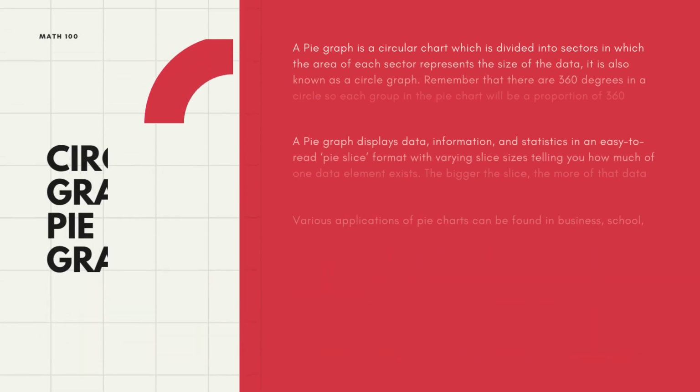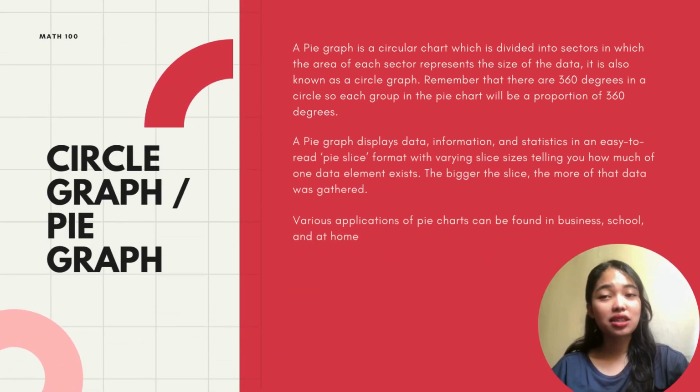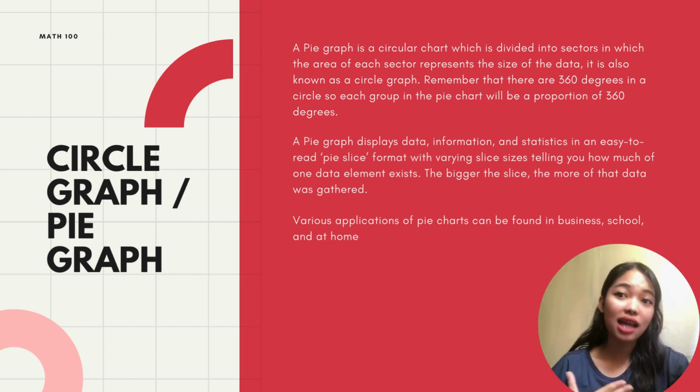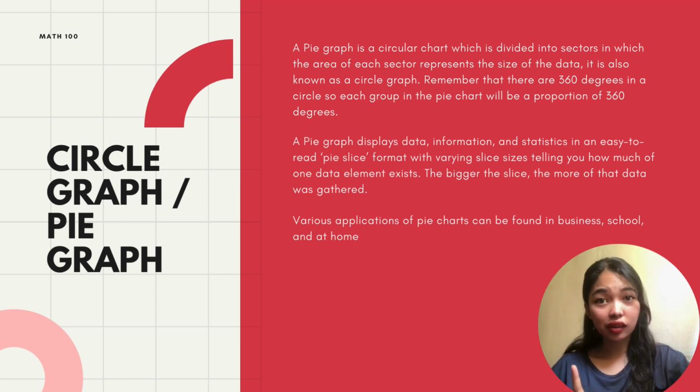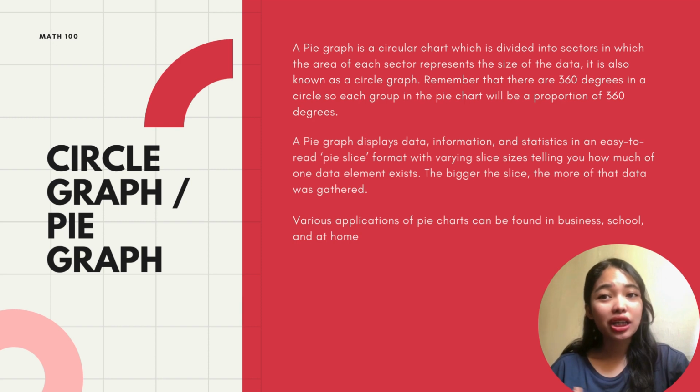A pie graph is a circular chart which is divided into sectors in which the area of each sector represents the size of the data. It is also known as a circle graph. Remember that there are 360 degrees in a circle, so each group in the pie chart will be a proportion of the 360 degrees.